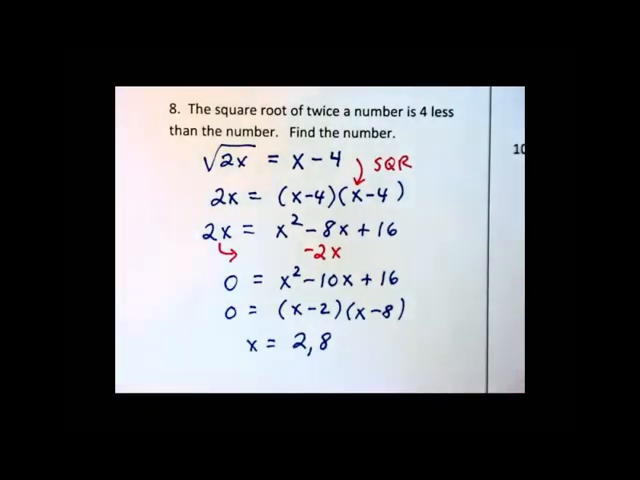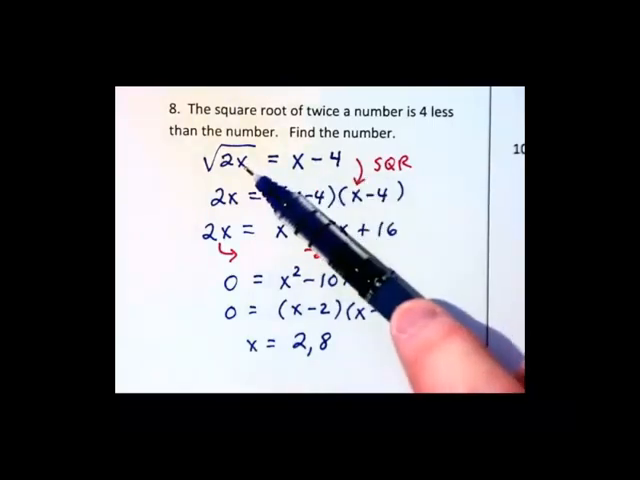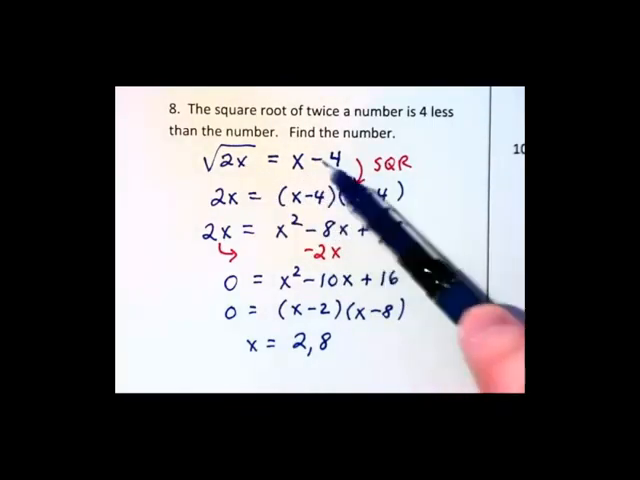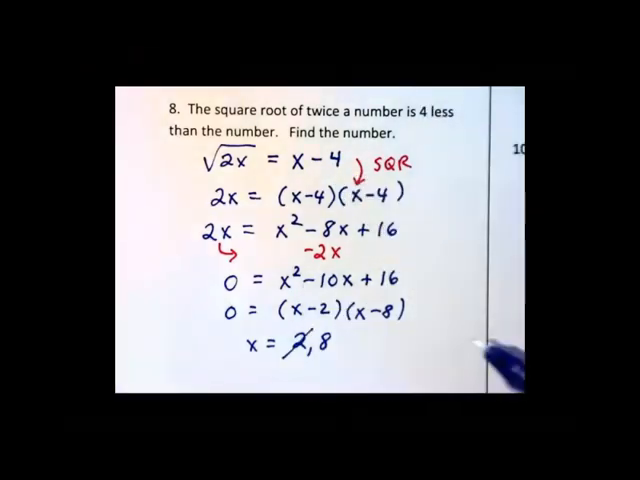Let's check to see if the 2 works. 2 times 2 is 4. Square root of 4 is 2. On the right, 2 minus 4 is negative 2. Oops, we can't have a negative 2 there, so that doesn't work.